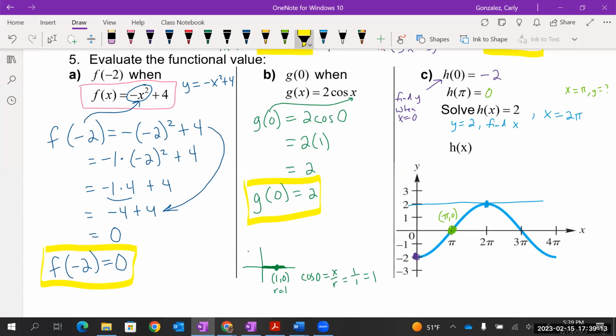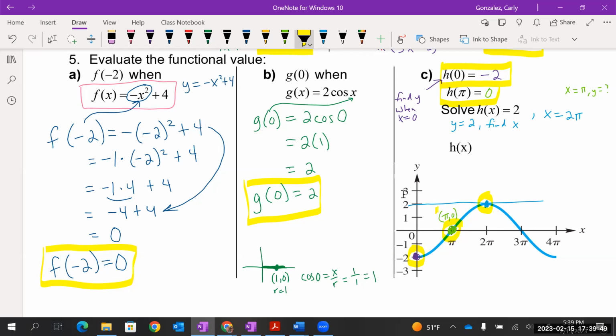So my 3 answers for this one are: h of 0 equals -2 because of that point (0, -2). H of pi equals 0 because of that point (pi, 0). And last but not least, we found that when h of x equals 2, x can equal 2 pi, and that's because of that point (2 pi, 2).